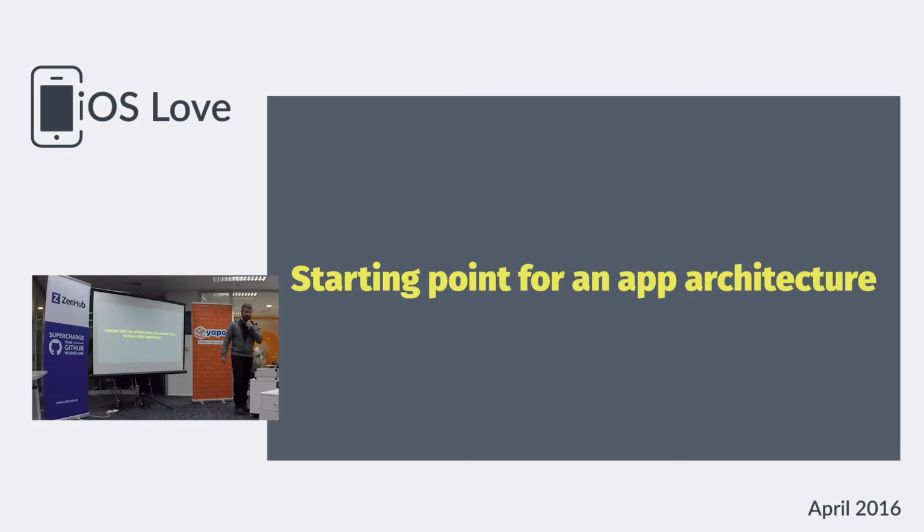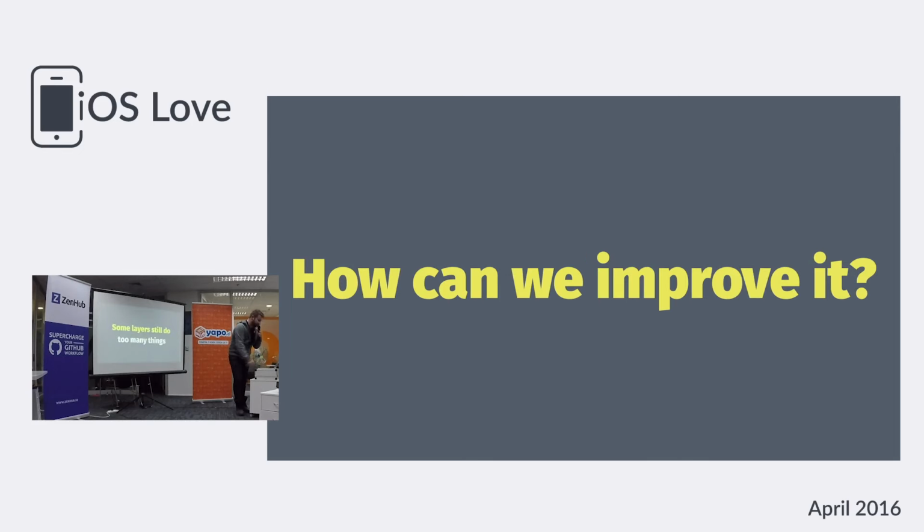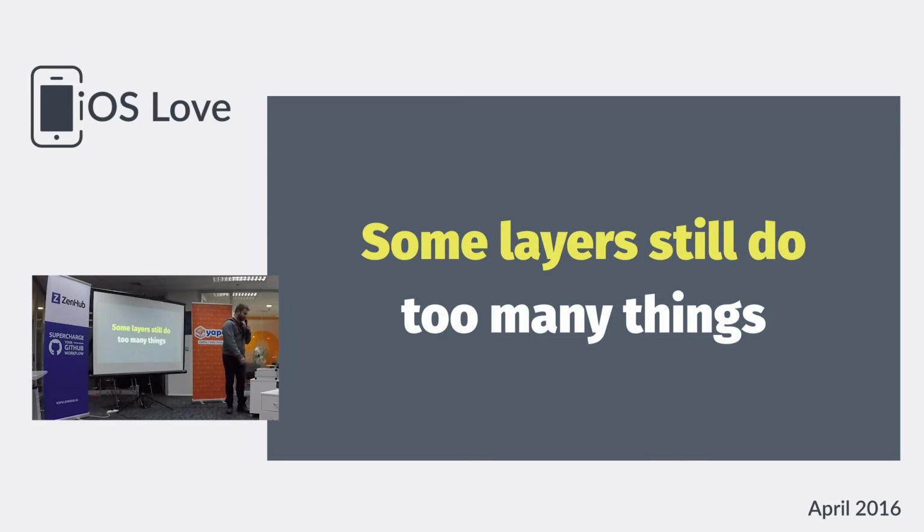I started with this architecture last summer for a medium-sized application, and immediately I ran into problems. It's not perfect. There are major problems. So now I'm going to tell you how I fixed that. Well, not entirely, but how we improved it slightly. So how can we improve it? Some layers still do too many things.